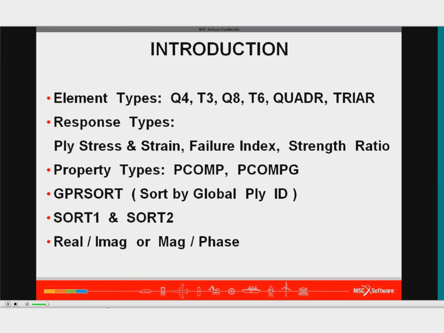In the statics context, sort 1 is important, but once we move into dynamics, we need to be able to support both sort 1 and sort 2. So both are supported, and the way you request them is in the standard manner in case control, where, for example, STRESS within brackets SORT1 or within brackets SORT2 will trigger one or the other. Sort 1 basically sorts your output according to, for example, frequency in a frequency response. You'll have the outermost loop as frequency, followed by element ID, followed by ply ID. For sort 2, it will be element ID followed by ply ID followed by your frequency or time step. And again, you can request either real-imaginary or magnitude-phase output by specifying either IMAG or PHASE in your case control.